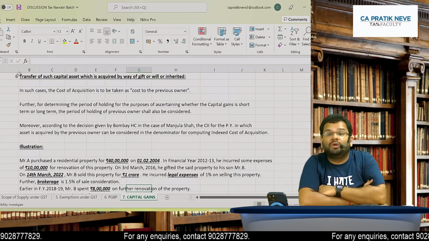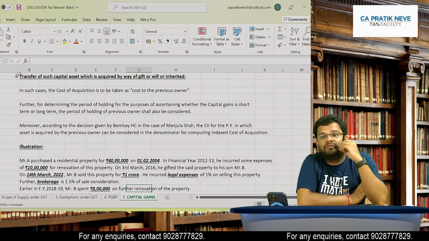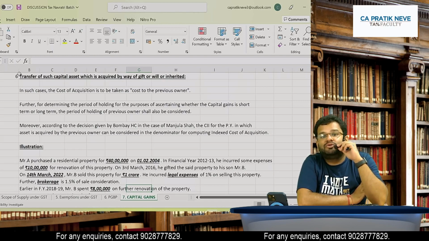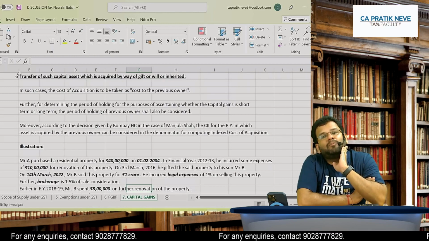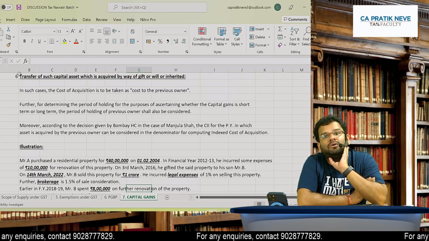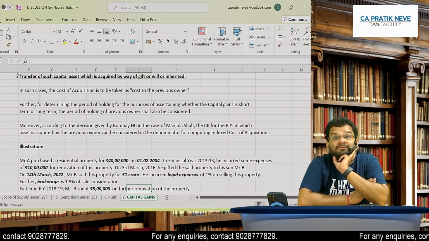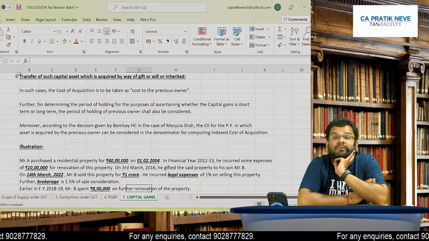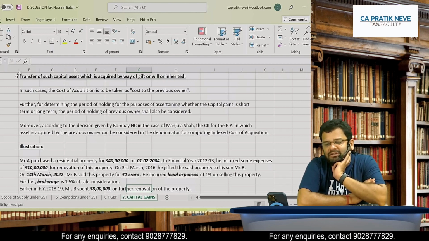Do you know the Manjula Shah case? You should remember the Manjula Shah case. It is a Bombay High Court decision. In this case, the very critical part becomes index cost of acquisition. What is index cost of acquisition?